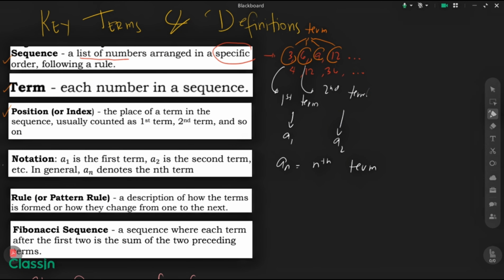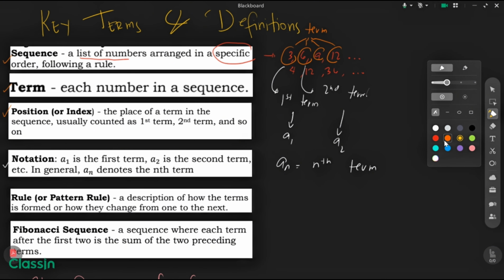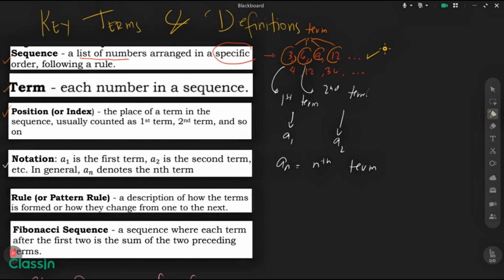Next, for the fourth definition will be the rule or the pattern rule. So it is a description of how the terms are formed or how they change from one to the next. So let's say we have an example of 3, 6, 9, 12 here. So in this example, we can say that the pattern is multiply by 3.